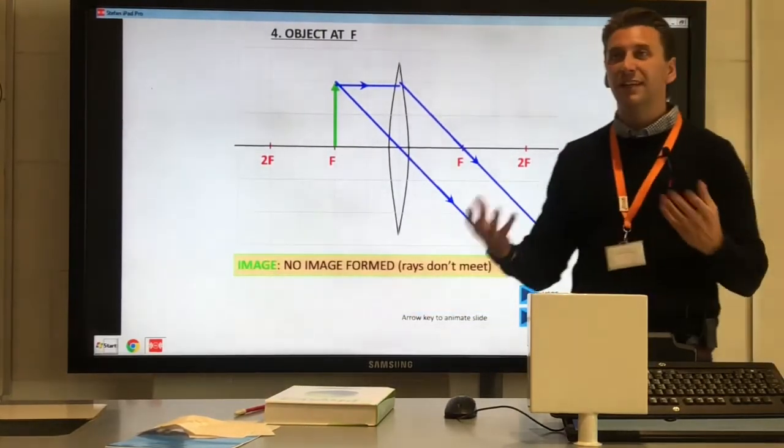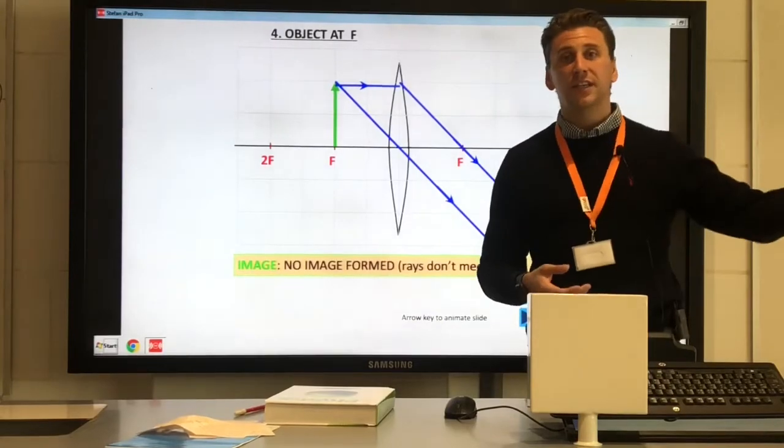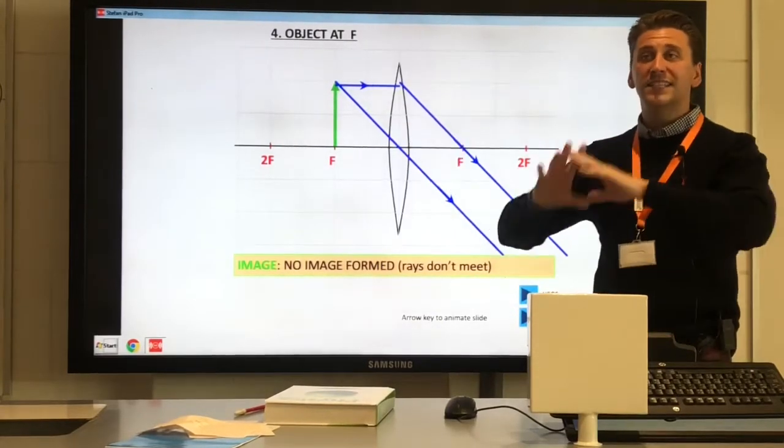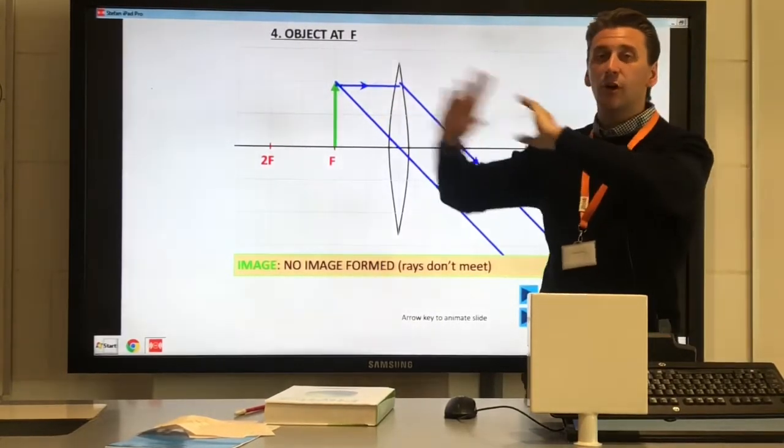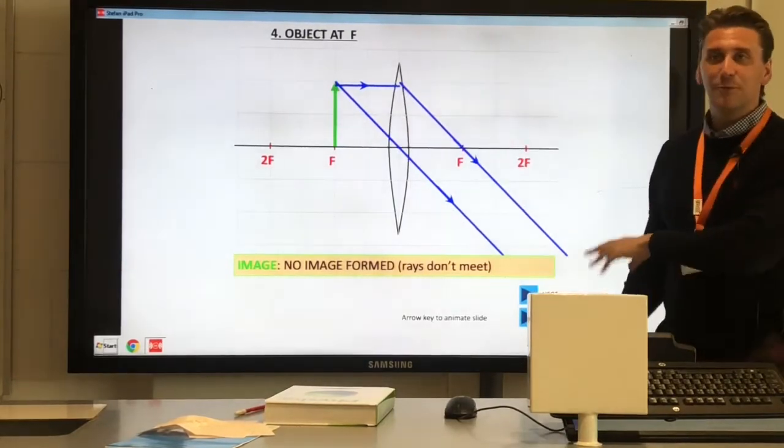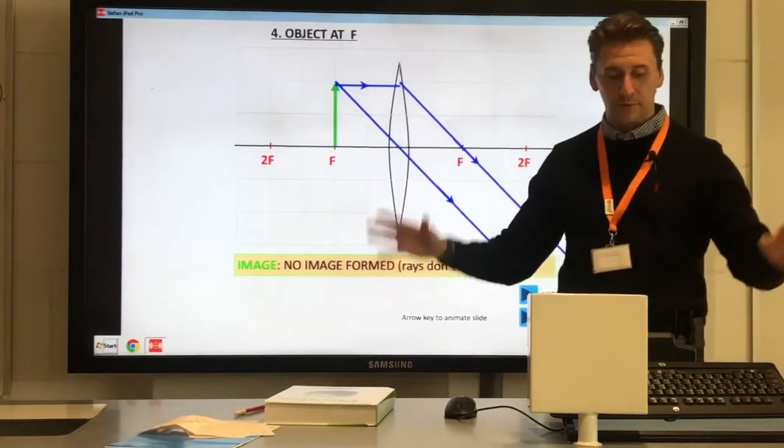This essentially in real life is like a torch or a flashlight, or a floodlight, a stadium light. It produces light that goes on and on and on to infinity. It will never ever cross, so no image will ever be formed.